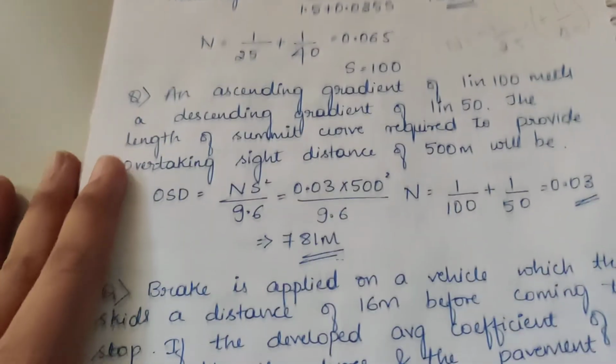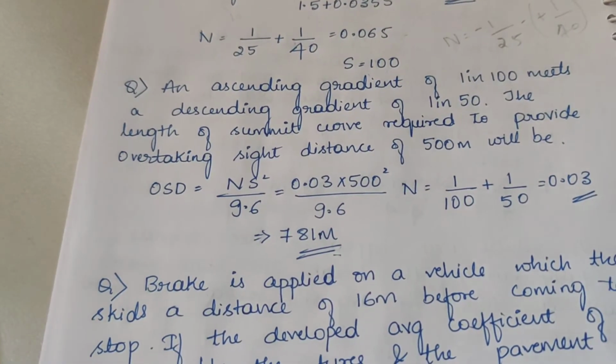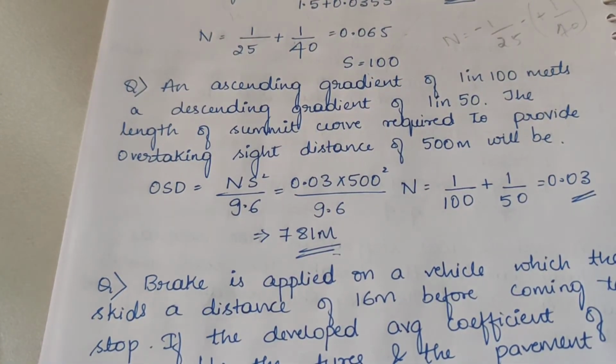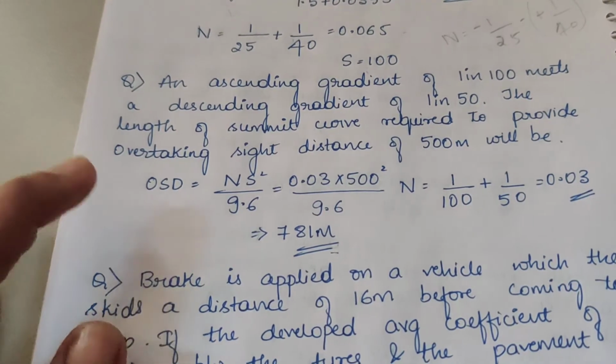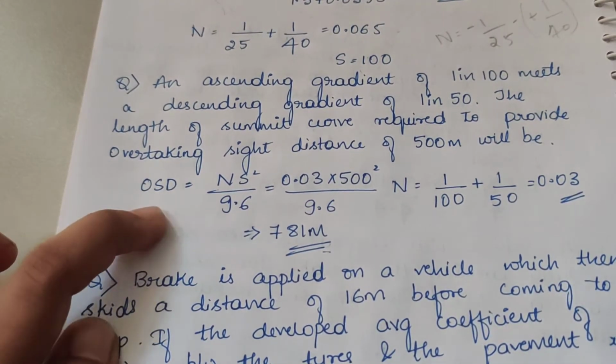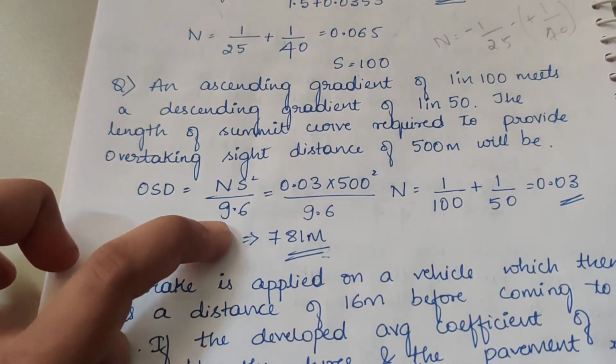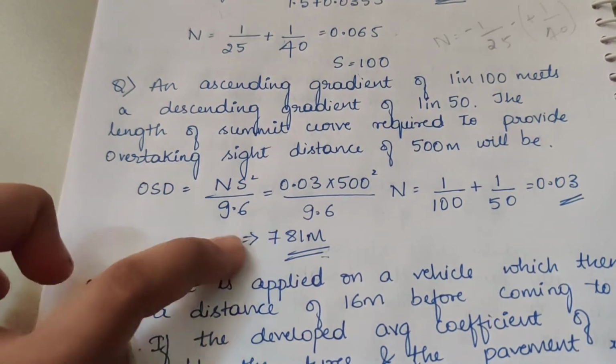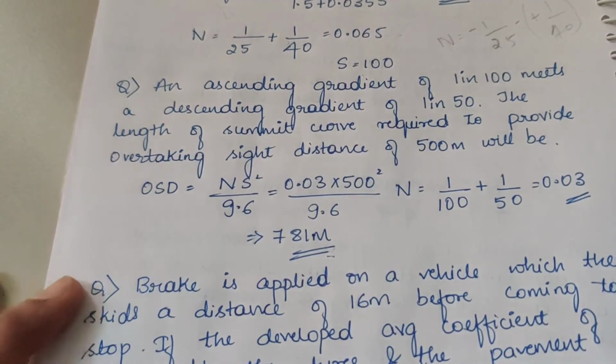Next, an ascending gradient of 1 in 100 meets a descending gradient of 1 in 50. Calculate N. They have asked you to calculate overtaking sight distance. Overtaking sight distance is taken as Ns squared by 9.6. So this is the formula. Substitute, calculate the overtaking sight distance.